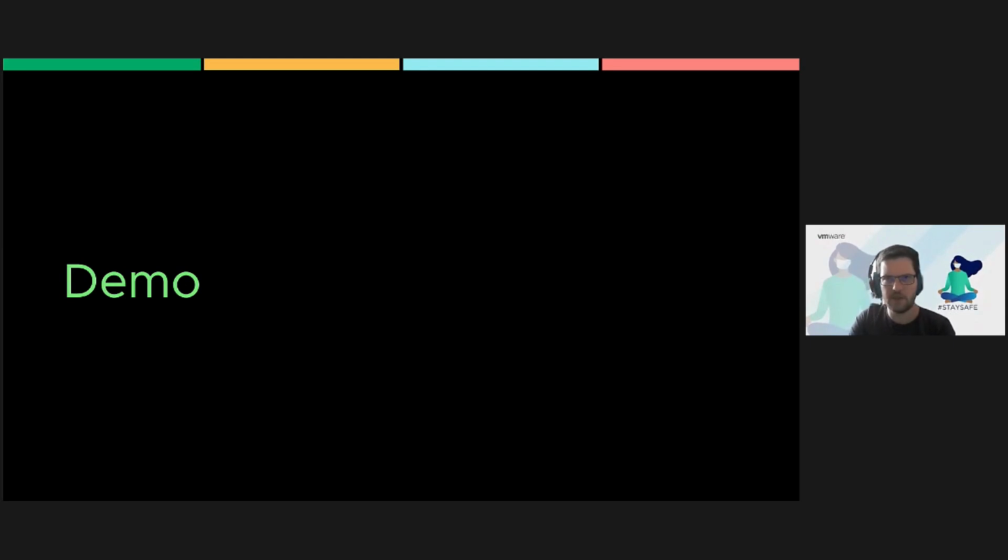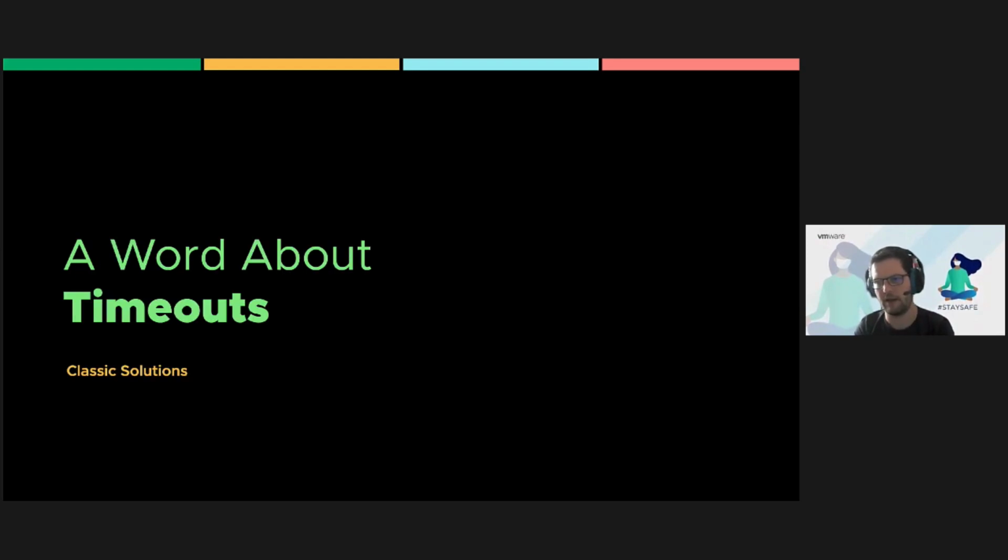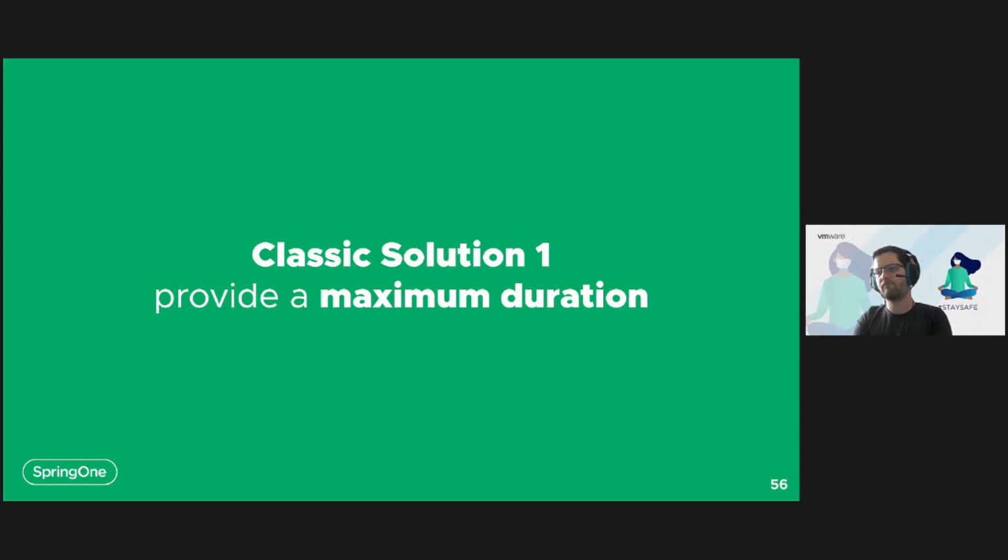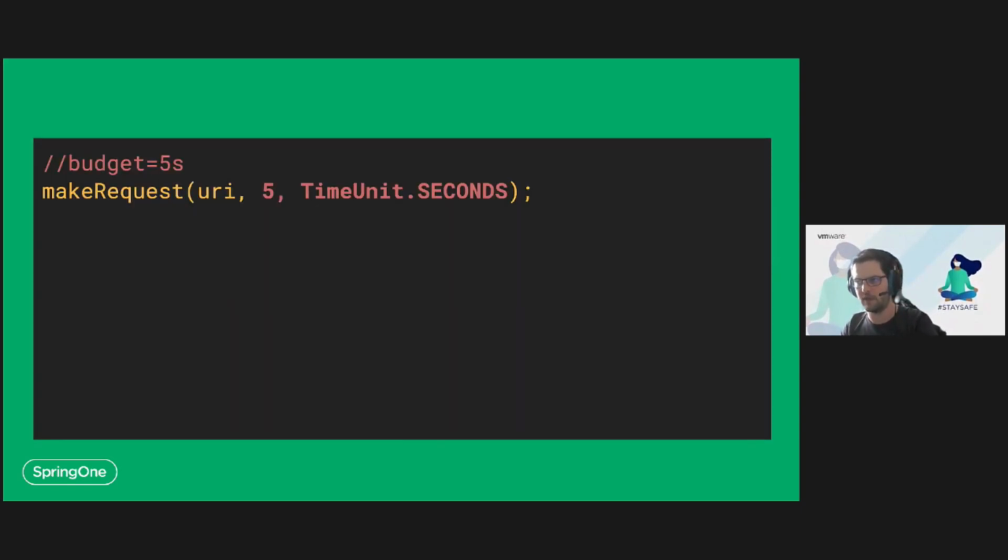Okay. So now we've seen cancel. I'd like to talk about timeouts now, and have a look at the classic solutions that we have for timeouts. So most of the time, when you look at an API that has some notion of latency baked in and allows you to set timeouts, such an API will allow you to set timeouts by providing a maximum duration. For instance, if you have a budget of 5 seconds for your request, you could call your client with this method, and you would need to pass 5 along, so 5 and a time unit of seconds.